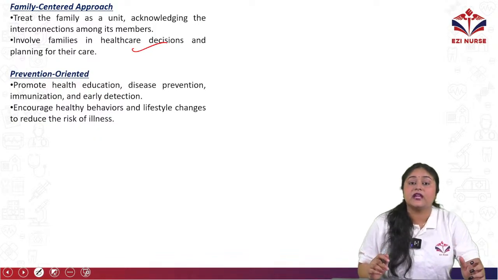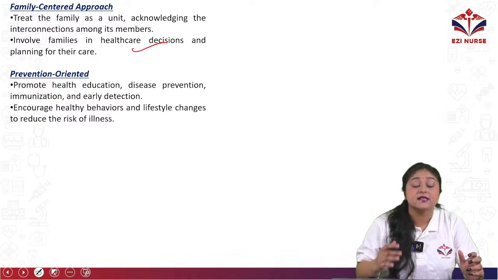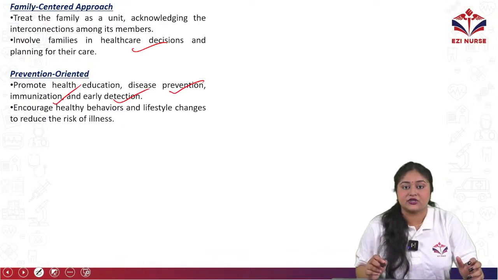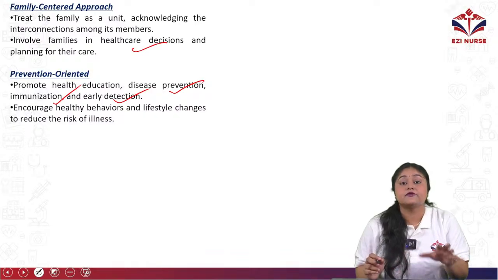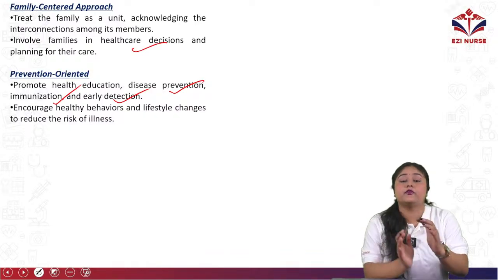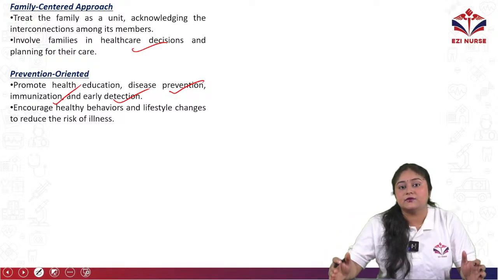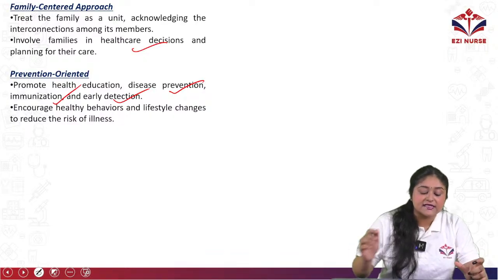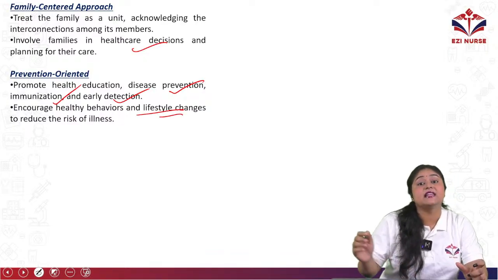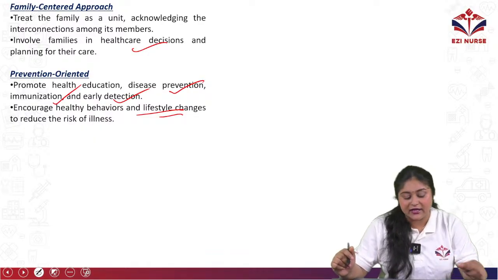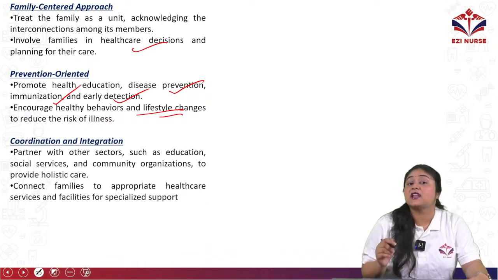Now come to prevention oriented. Prevention oriented is nothing but health education as well as disease prevention, immunizations and early detection. If we follow these components while providing the care, we are able to prevent certain diseases. That is called prevention oriented. Next, encourage healthy behaviors and lifestyle changes, because as we know, prevention is better than cure, right? Next one is coordination and integration.